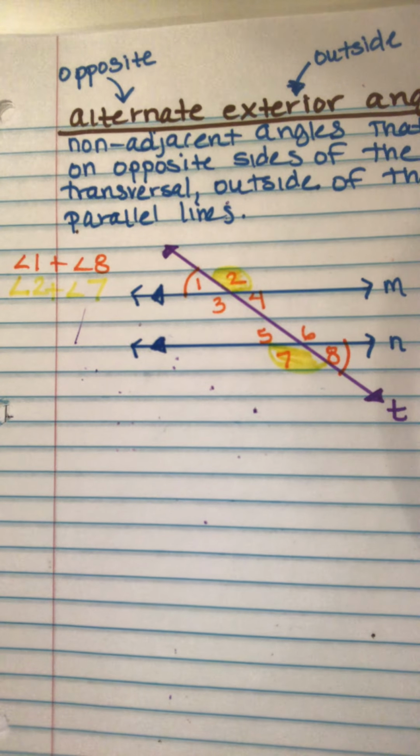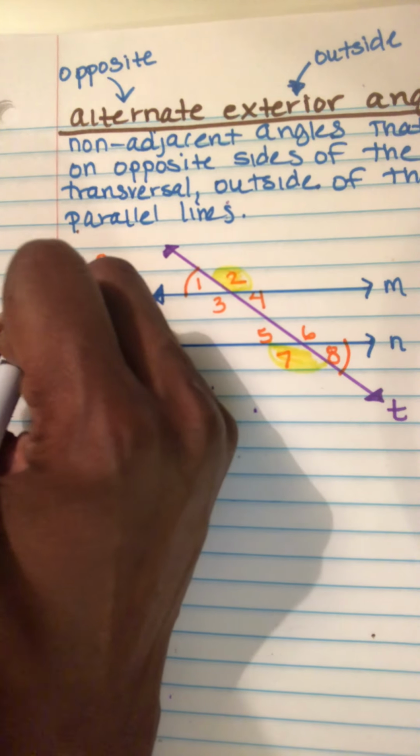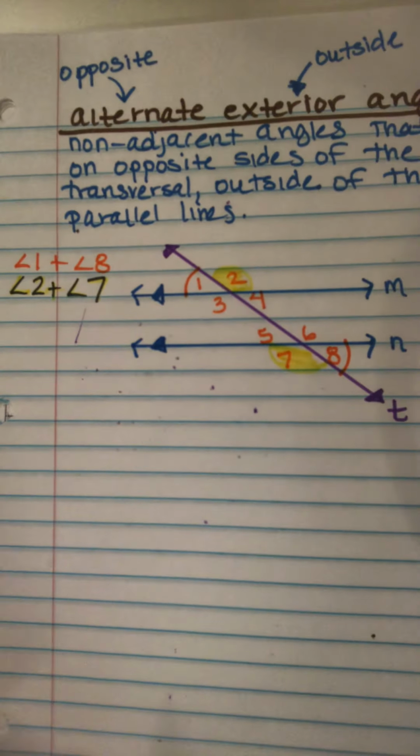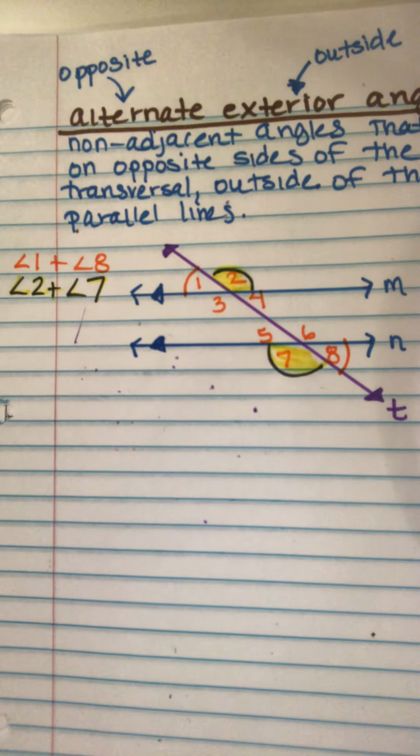Those are alternate exterior angles because they're angles that are opposite of a transversal and they're outside of the parallel lines. I'm going to write this in black because the yellow was hard to see. So angle 2 and angle 7 are outside of the parallel lines and are opposite of the transversal. All right, hope that makes sense.